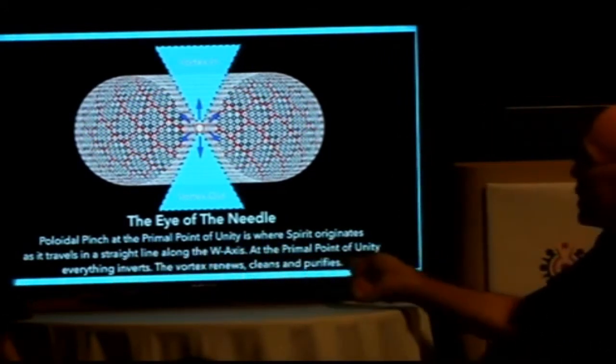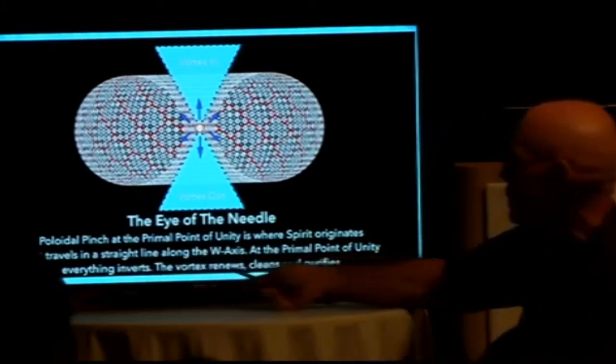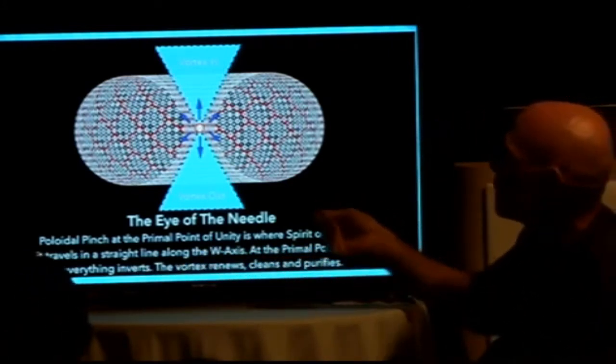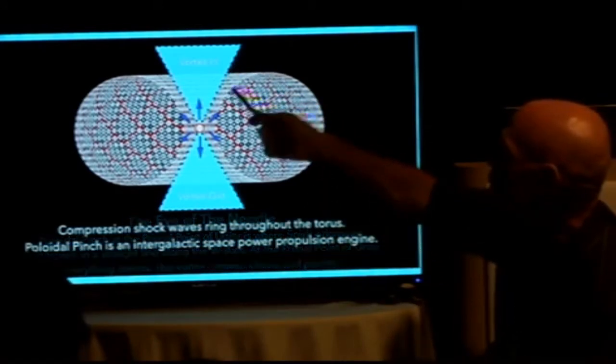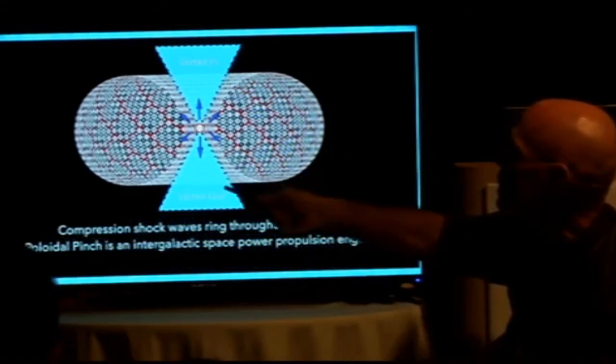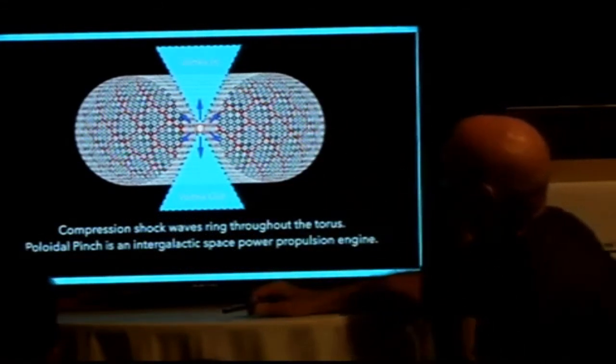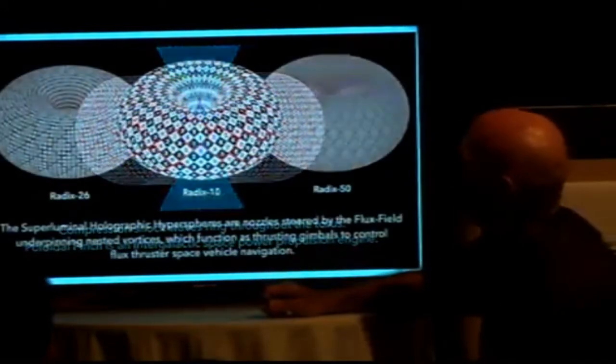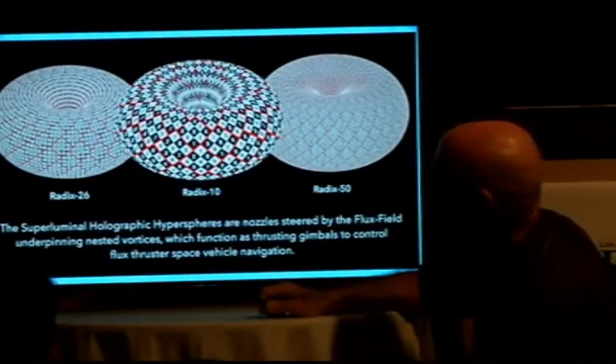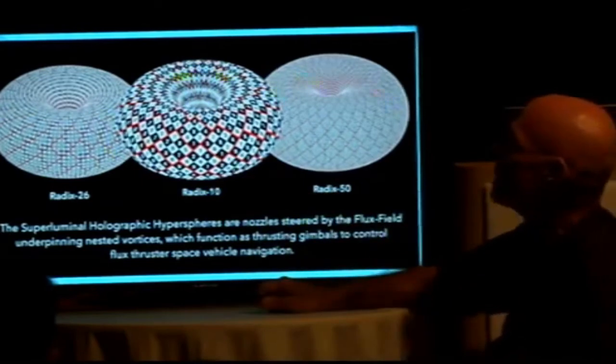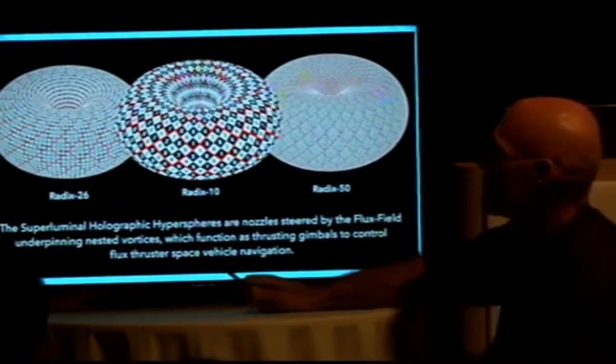as it travels in a straight line along the W-axis. At the primal point of unity, everything inverts. The vortex renews, cleans, and purifies. And that's four conductors now instead of two. Thank you. Next, please. And that work was actually done by one of my students, not by me. I did this one, the base 10, and then they just took it and advanced it.